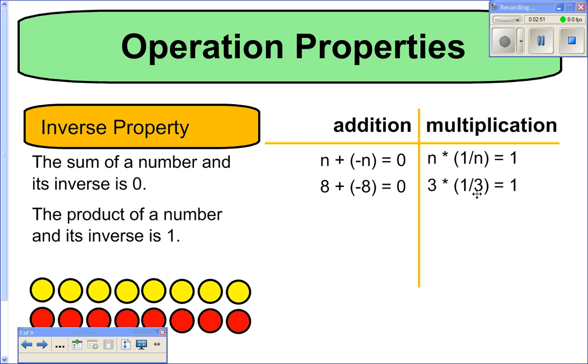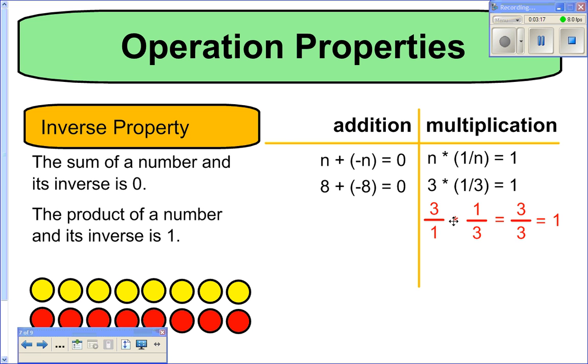3 times 1/3 should equal 1. Well, we had learned before that 3 could be represented as a fraction. Every fraction is also a division problem. And the denominator that would make this whole number 3, the denominator would be 1. So we could represent 3 as 3 over 1.